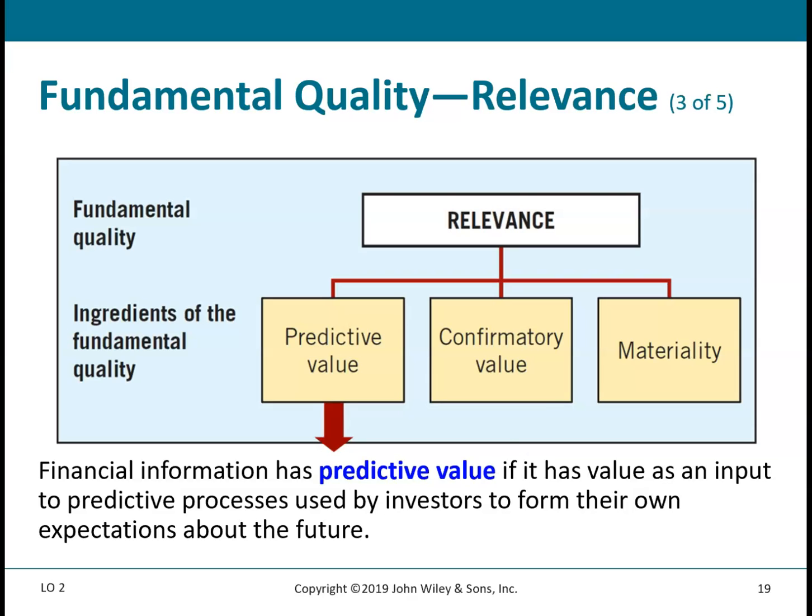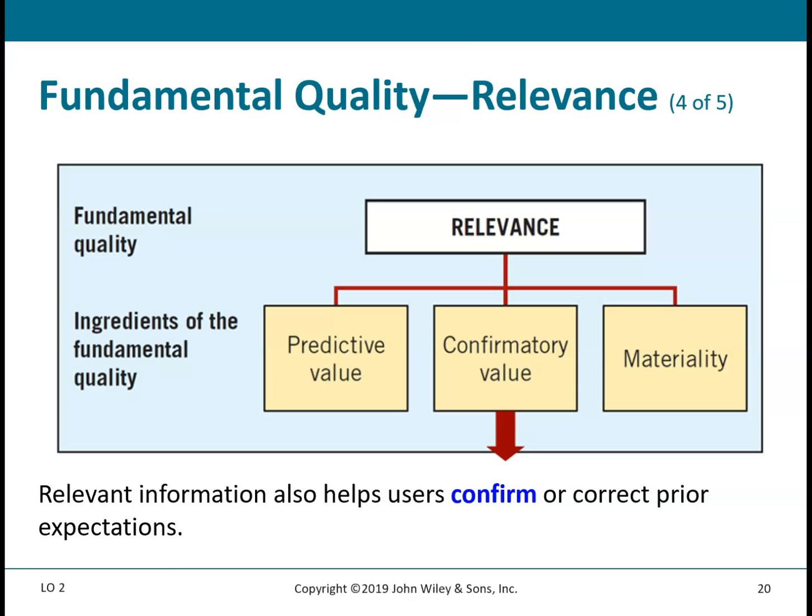All right, next let's look at confirmatory value. Relevant information also helps users confirm or correct prior expectations. For example, when UPS issues its year-end financial statements, it confirms or changes past expectations based on previous evaluations.